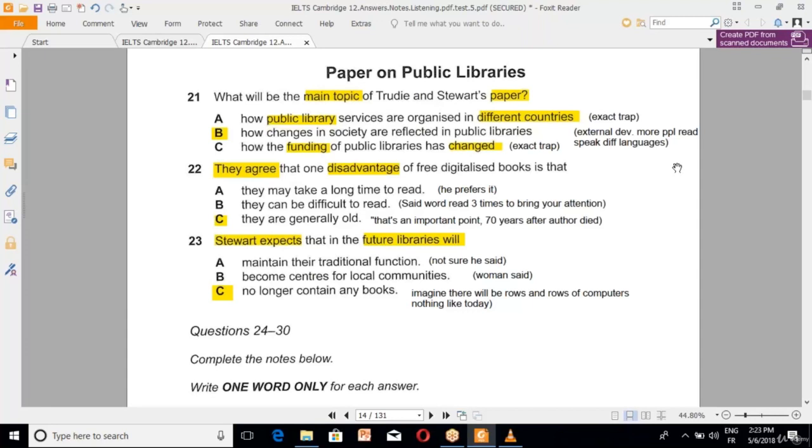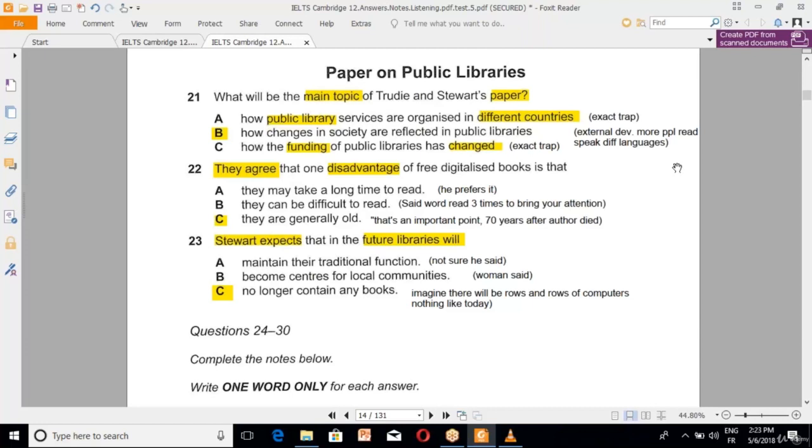Number 23, Stewart expects. We know B is wrong because the woman said it. Okay. A is something he said he wasn't sure about. C is the correct answer. Right? He said that he imagines that there will be rows and rows of computers, nothing like today. Synonym for no longer contain any books. All right. Those are answers for 21, 22, and 23.